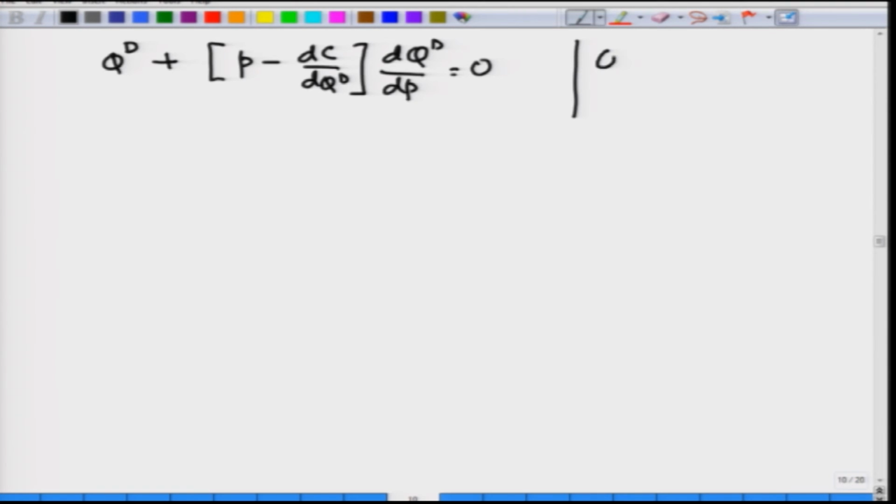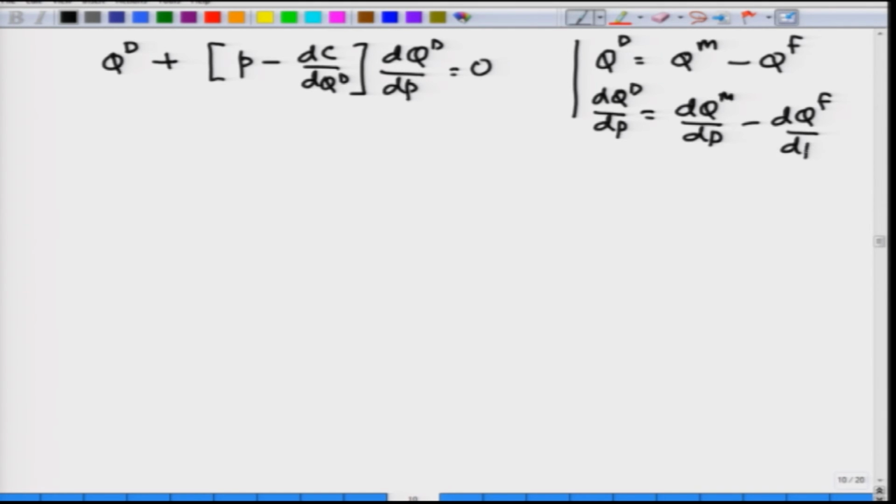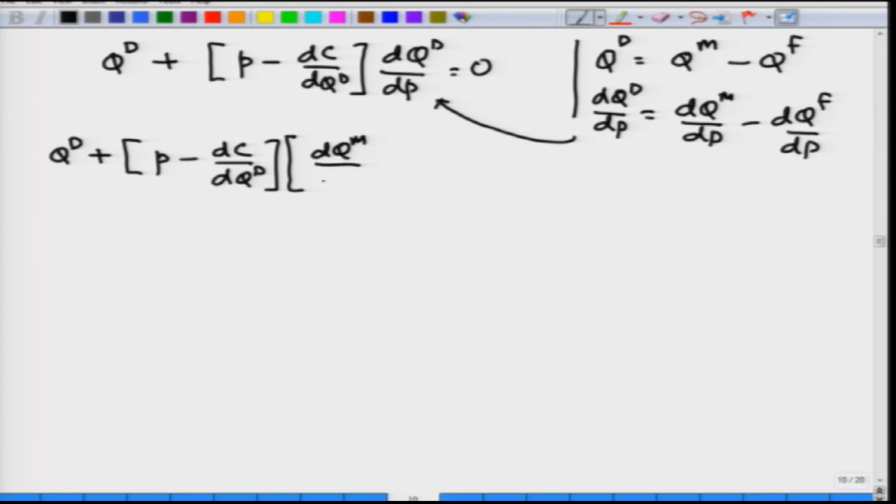Also notice that QD is essentially QM minus QF. I am suppressing the price terms here. So, dQD dP is essentially dQM dP minus dQF dP. If I replace that here, essentially we would have QD plus P minus dC dQD times dQM dP minus dQF dP, which is equal to 0. So, this is what we would get.